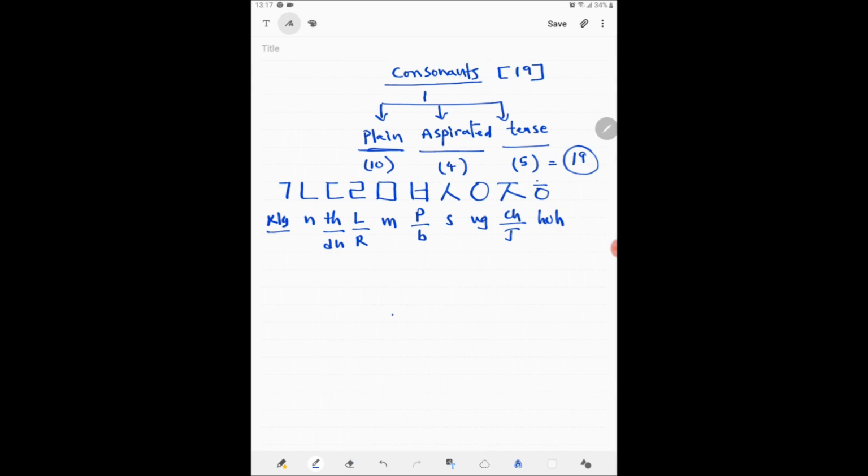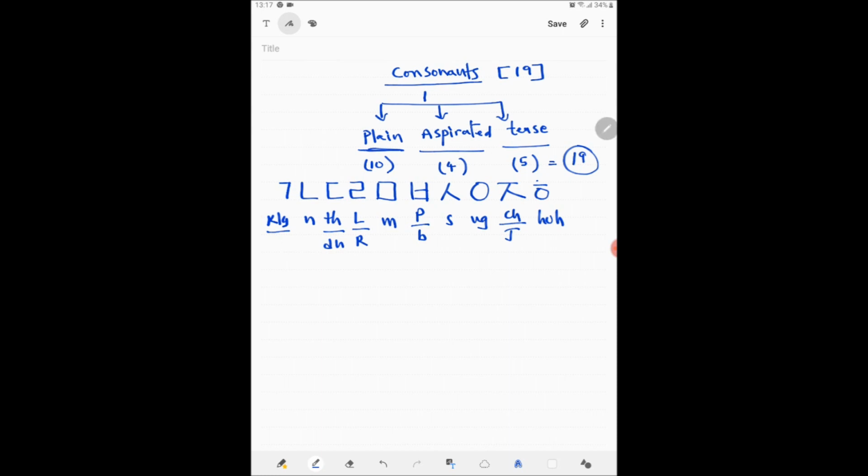Now we see aspirated consonants. So aspirated consonants are nothing but some of the plain consonants that, when you speak, you have to say with some kind of aspiration. Aspiration is nothing but saying it a little more tensely, a little more with stress. You have to execute more stress when you pronounce these sounds, so we call that an aspirated sound. Let us see what those aspirated sounds are.